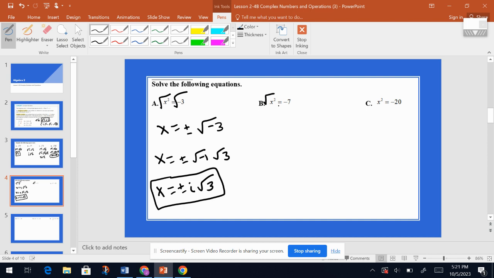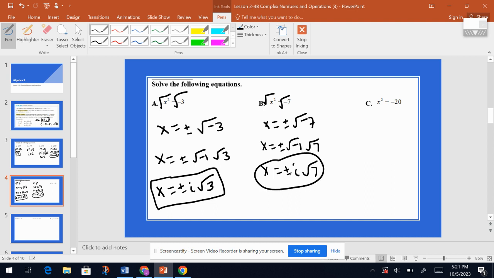Same thing here, square root both sides. x equals plus or minus square root of -7. I'm going to simplify the square root of -7. So it'll be plus or minus square root of -1, square root of 7. x would equal plus or minus i square root 7. Again, all this i is telling me, hey, you've got a negative underneath a radical.